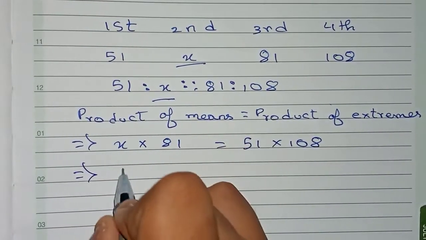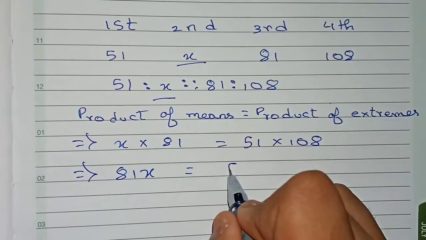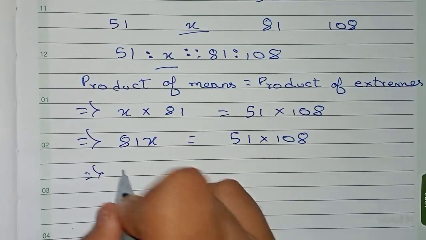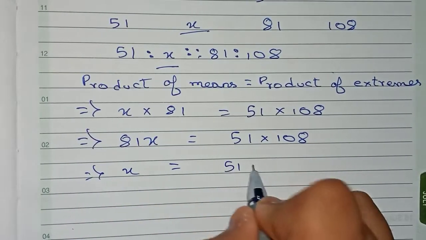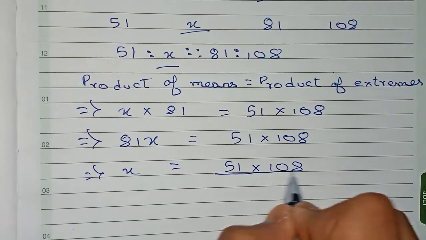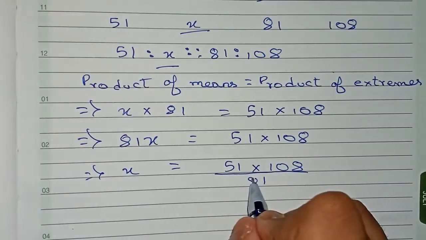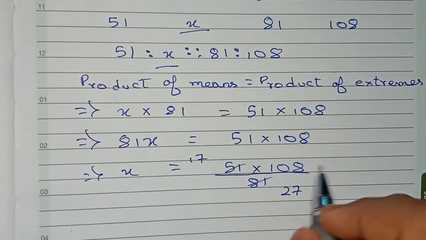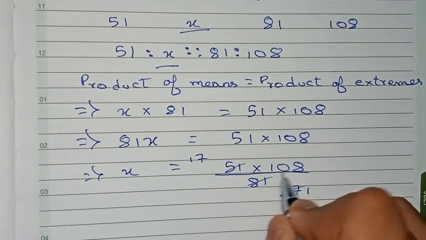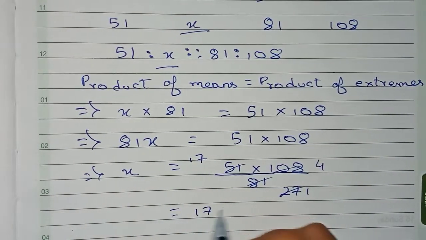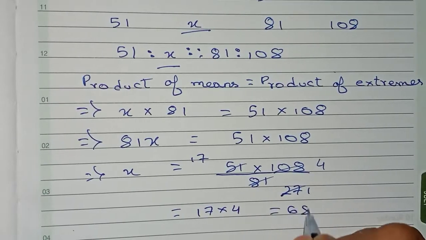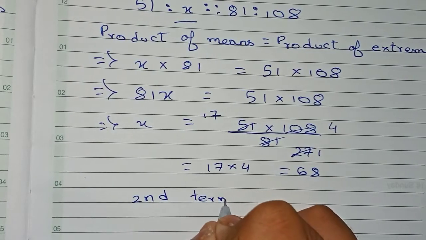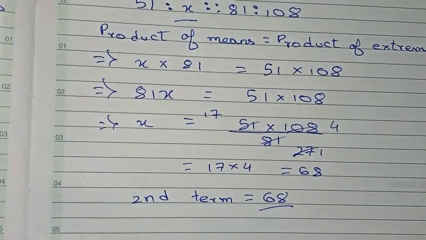So x into 81 will become 81x. Keep it like this only. Now 51 into 108. Now x equals, I take 81 to this side, so it goes for division: 51 into 108 by 81. First, 51 and 81 divided by 3 will become 17 and 27. Now 27 and 108 directly will become 4. So it becomes 17 into 4, that is equal to 68. So our second term is equal to 68. This is the final answer for this question.